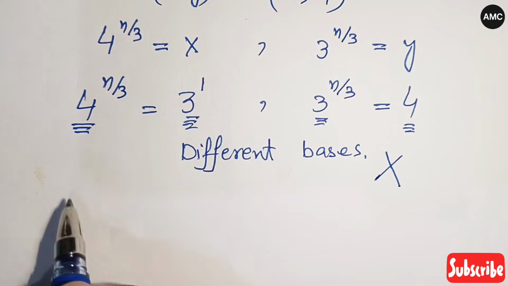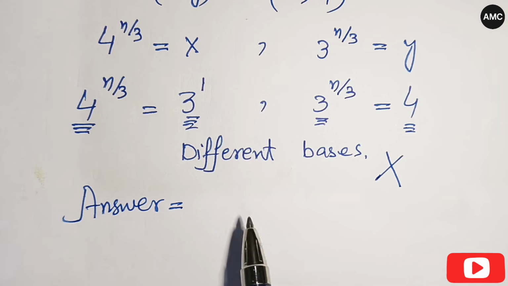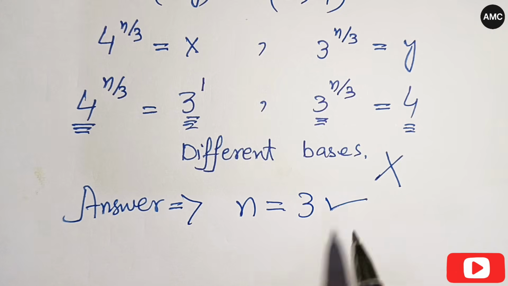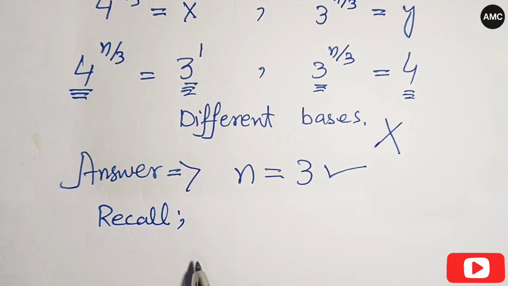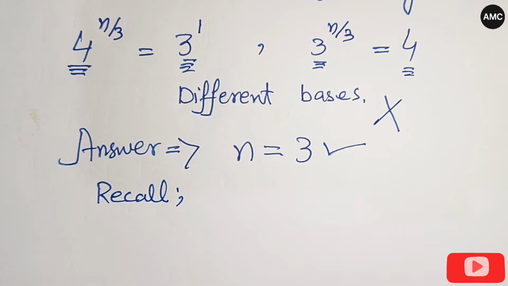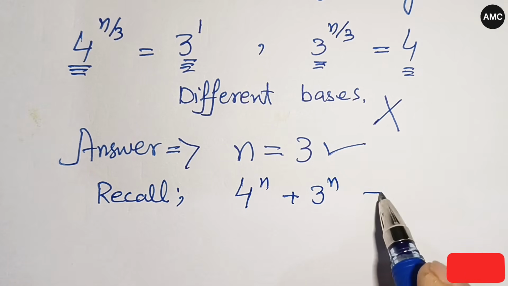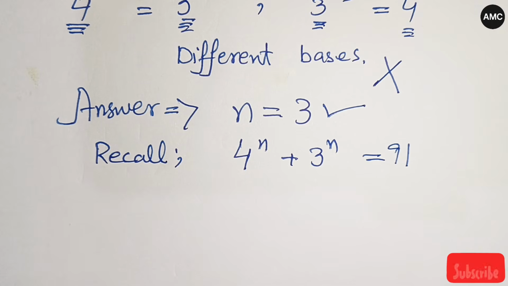Now our final value of n, which is our final answer, is from when x is equal to 4 and y is equal to 3, we get n is equal to 3. It is our final answer. Now we have to verify our result here. When n is equal to 3, now recall our problem for the verification. Our problem is given by 4 to the power n plus 3 to the power n is equal to 91. Now we are going to check our value of n.